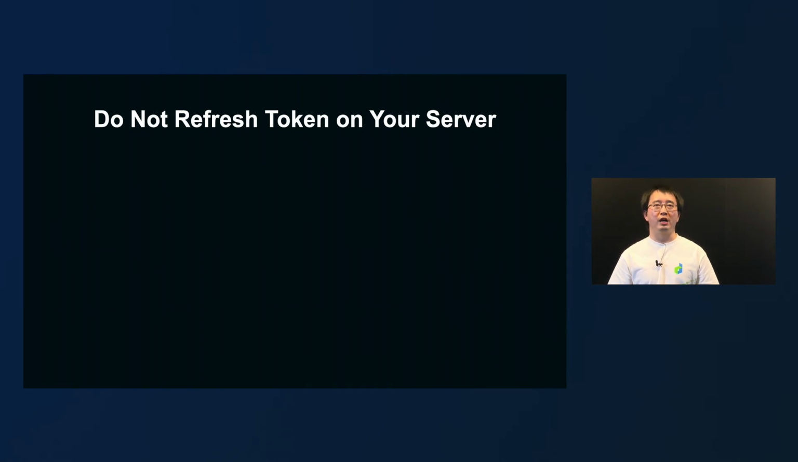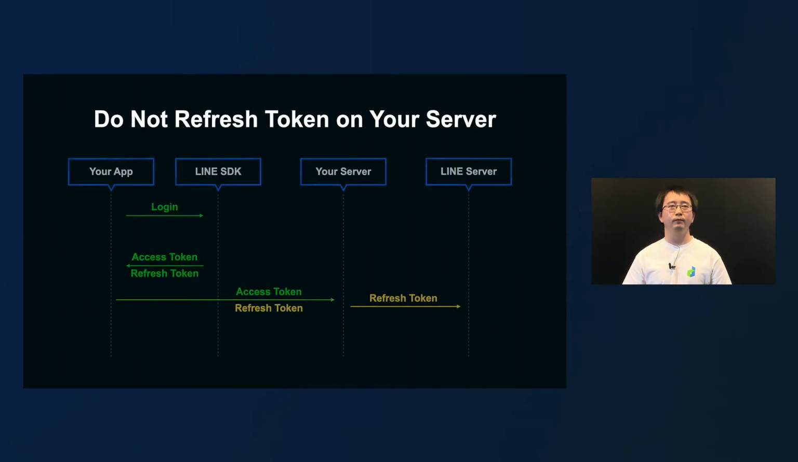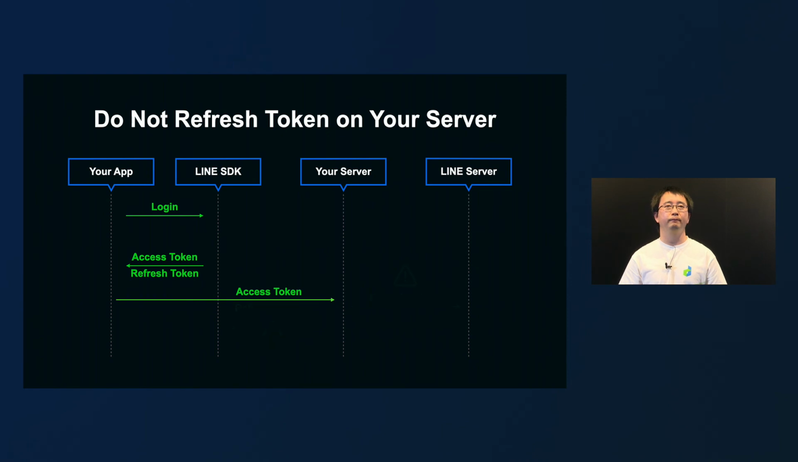Finally, do not refresh the token on your server. We found a typical use case: when your app logs in, you get the access token and refresh token. You send both to your server. Sending the access token to your server is expected, but sending the refresh token to your server is not. We found some implementations where your server uses the refresh token to refresh the access token against the Line server and get a new access token just on your server. We do not recommend doing it.